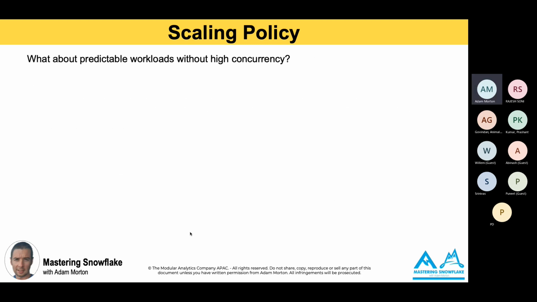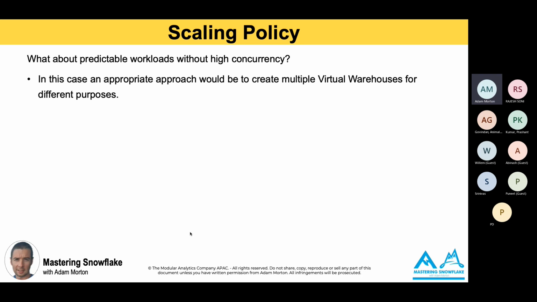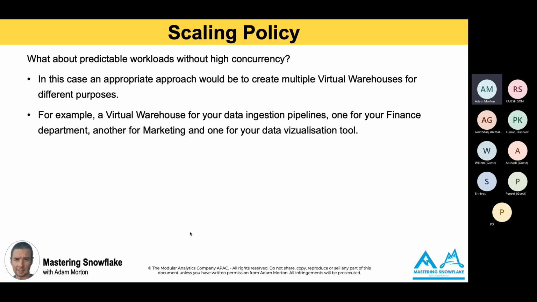So what if you've got predictable workloads, but it's just a single connection? So there's no need for the high concurrency. In this case, you would be able to create multiple virtual warehouses for different purposes and isolate those resources in doing so. So this is a design pattern that I see quite often.